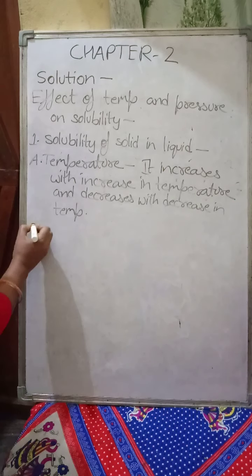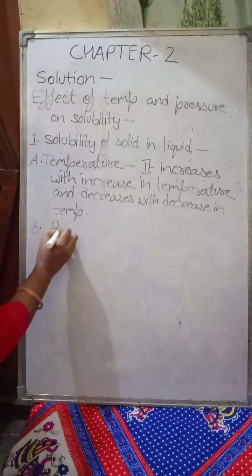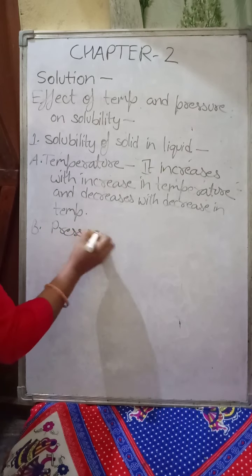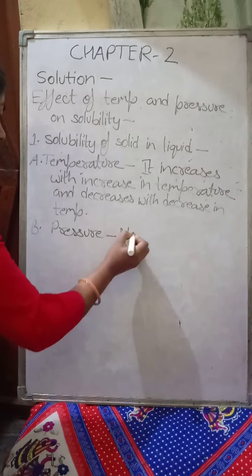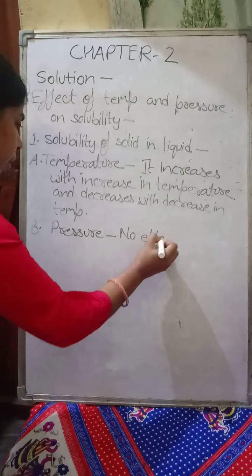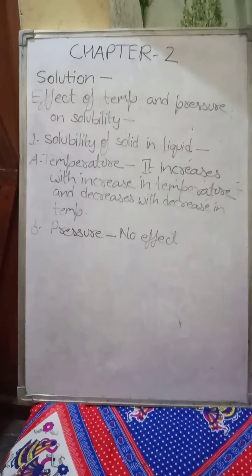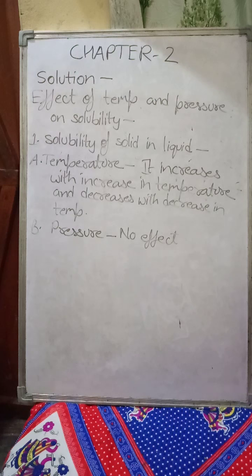Second factor, that is pressure. Pressure have no effect on the solubility of solid in liquid. Why pressure don't have any effect? Because the particles are solid, they are already close enough, and the pressure does not affect the solubility.